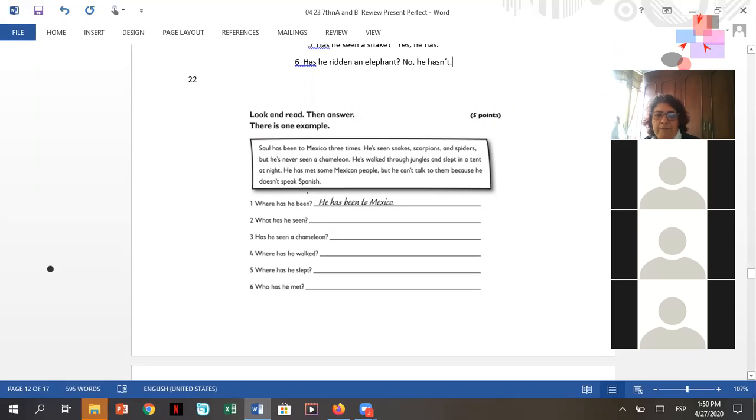Okay, who wants to read this paragraph? Genesis, would you like to read it? Saul has been to Mexico 3 times. He's seen snakes, scorpions, and spiders, but he's never seen a chameleon. He's walked through jungles and slept in a tent at night. He has met some Mexican people, but he can't talk to them because he doesn't speak Spanish.